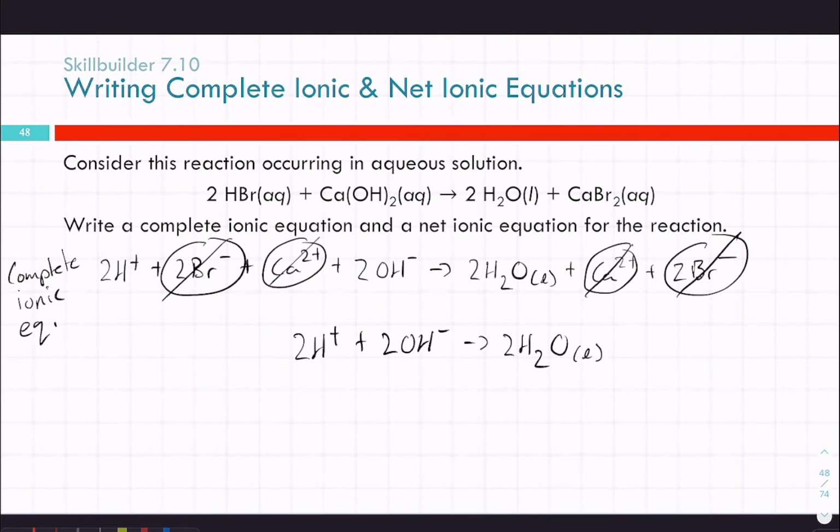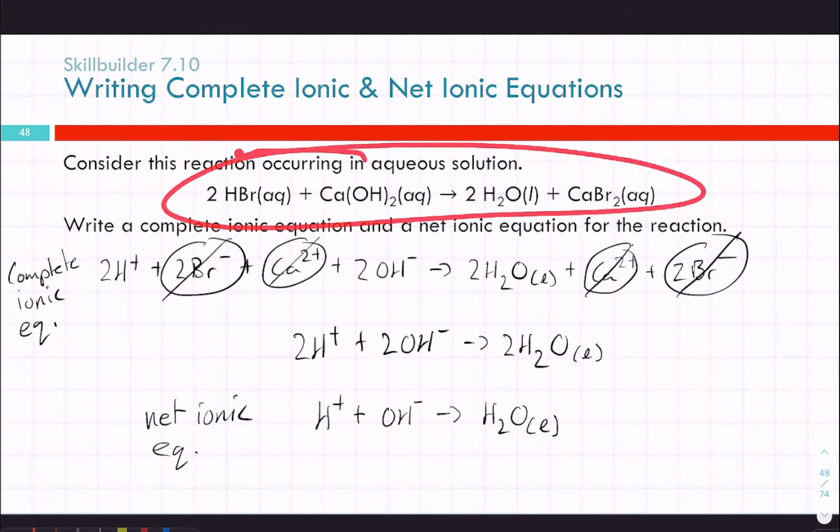I think it can be helpful to keep the coefficients from the balanced equation to your complete ionic equation. But sometimes you get to the end and it's going to simplify. So since we have 2 hydrogens, 2 hydroxides, and 2 waters, we can divide all those by 2. And so our final net ionic equation is just this. So you can see that really from even the molecular equation, which is this first one, there's a lot of extra stuff there that doesn't actually participate in the reaction.